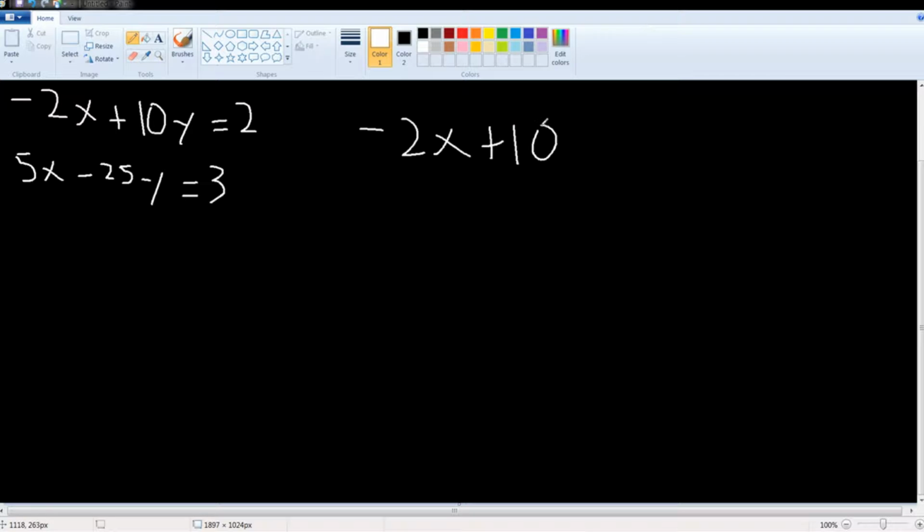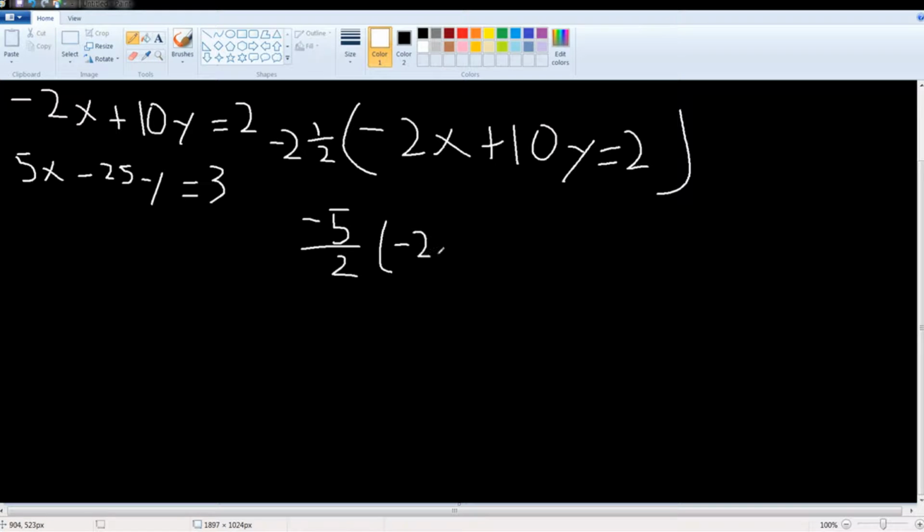So negative 2x plus 10y is equal to 2. We want to multiply by negative 2 and 1/2, right? Another way of writing this would just be negative 5/2, right? Times negative 2x plus 10y is equal to 2, right? Let's distribute this negative 5/2 into this equation, right?